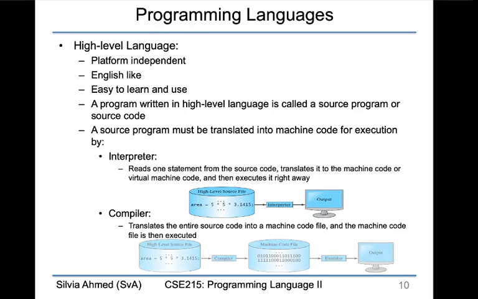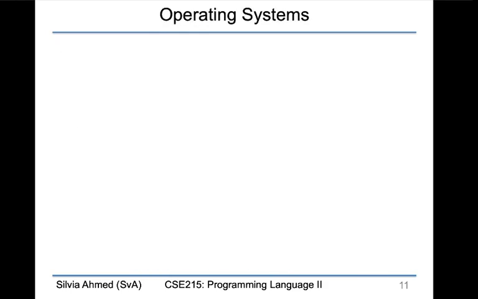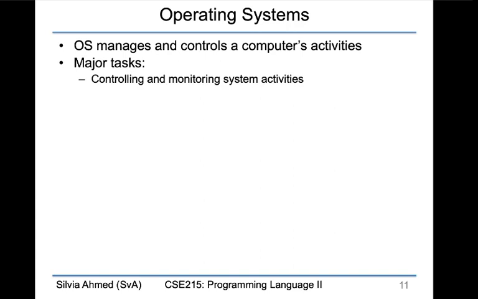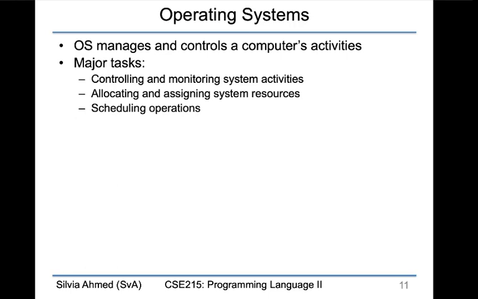Next we look at the operating system, which actually controls the computer's activities. The major tasks include controlling and monitoring system activities, allocating and assigning system resources, and scheduling operations. There are three types of schedulers: multi-programming, multi-threading, and multiprocessing.